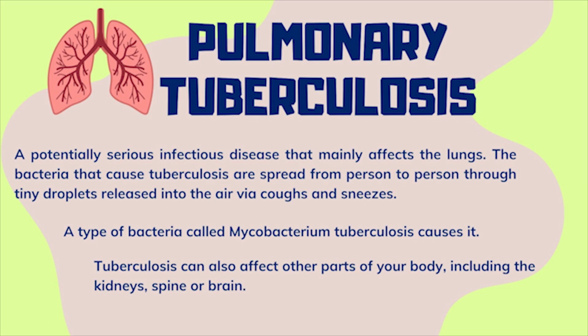The bacteria that cause tuberculosis are spread from person to person through tiny drops released into the air via coughs and sneezes. So it is airborne. And the type of bacteria that causes pulmonary tuberculosis is Mycobacterium tuberculosis. Tuberculosis is also not just found in the lungs, but it can also affect other body parts such as kidneys, spine, and brain. But the symptoms may vary depending on which parts are affected by tuberculosis.